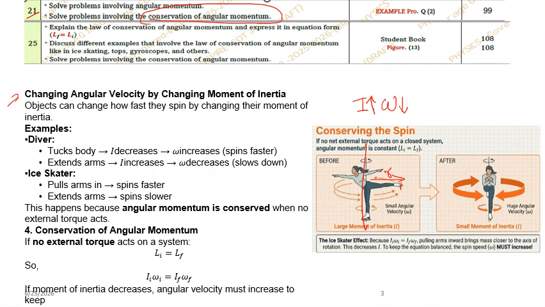This is a situation which I just connected with. We have two situations: a skater who is stretching her arms outward and a skater who is pulling her arms inward. What is more important is that on the skater we are not giving any external torque. If no external torque has been given, the angular momentum before and the angular momentum after must remain the same. Let me connect it with some numbers.